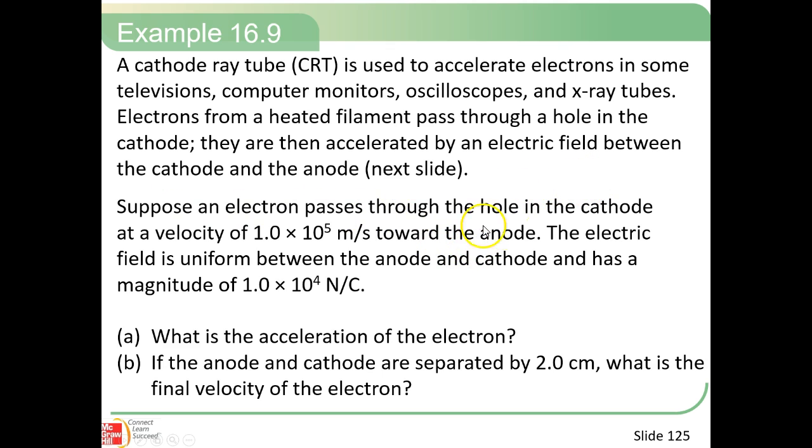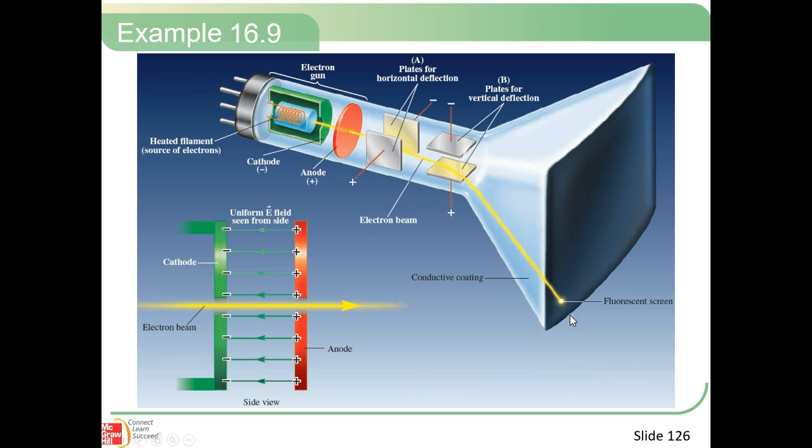They have an electron passing through a hole in the cathode. It's going at 1 times 10 to the 5th meters per second towards the anode. So one's positive and one is negative. The electric field is uniform between the anode and cathode, and it's got a magnitude of 1 times 10 to the 4th. So the first thing we want to do is find out what is the acceleration of the electron, and then the next thing is, if the anode and cathode are separated by 2 centimeters, they want us to find out what the final velocity of the electron is.